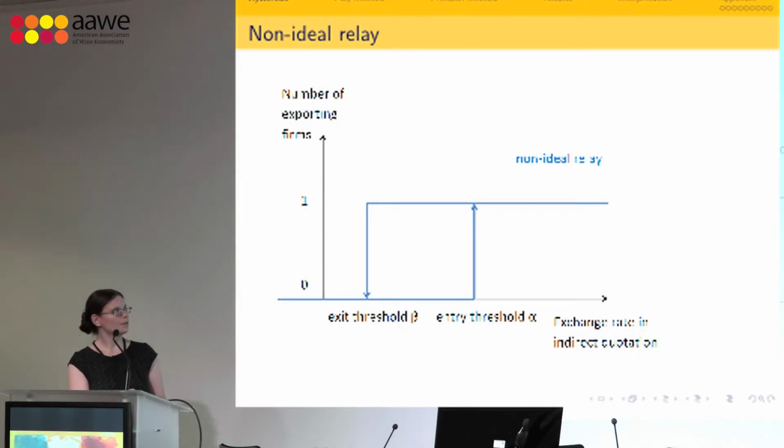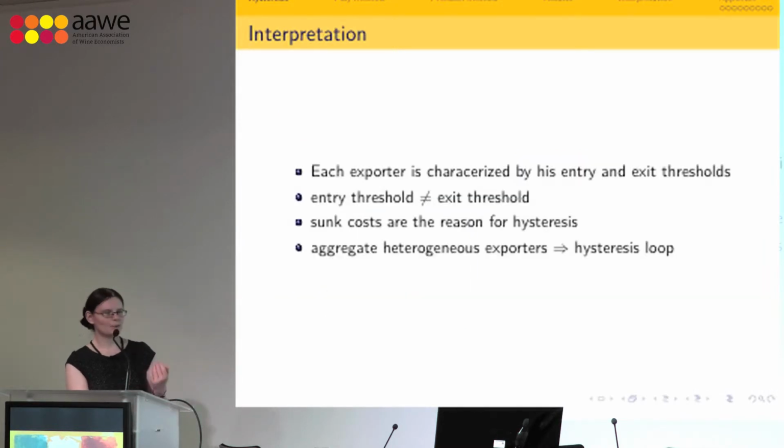The idea of this hysteresis framework is that the firm will not exit the market at this point, but it will stay as long as variable costs are covered. So there is a second threshold, the exit threshold, where the firm will leave the market. Okay, due to time reasons, I will skip my explanation and just summarize this baseline model. Each exporter is characterized by entry and exit thresholds.